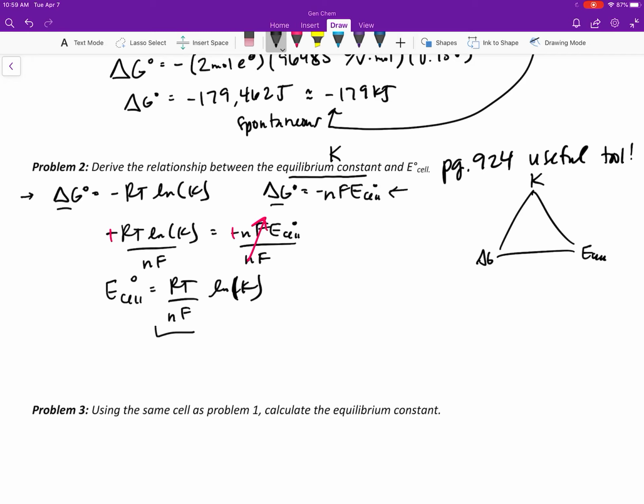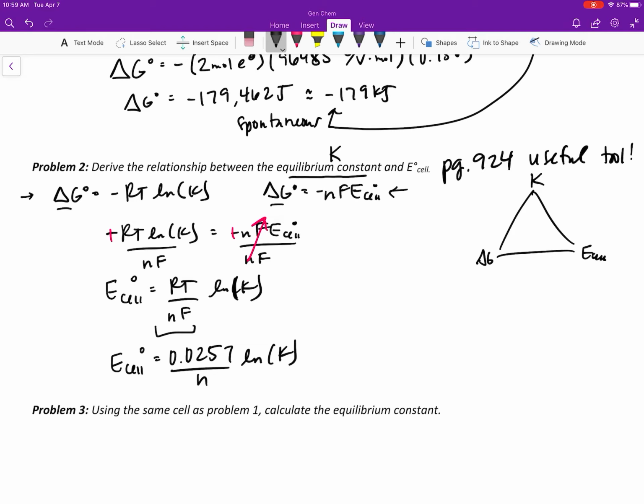Okay. Now the thing is, all of these are constants except for n. So R, T, and F, remember when we have the naught value here, that means temperature is set at 25 degrees Celsius, which is 298 Kelvin. Faraday's constant is a constant. Ideal gas constant is a constant. So this reduces down to the following, where n is the only thing that's not a constant.